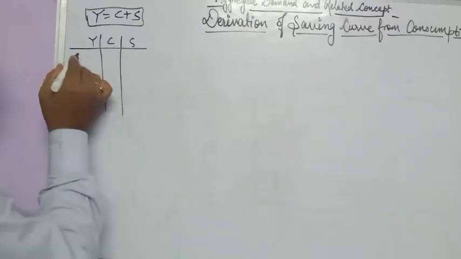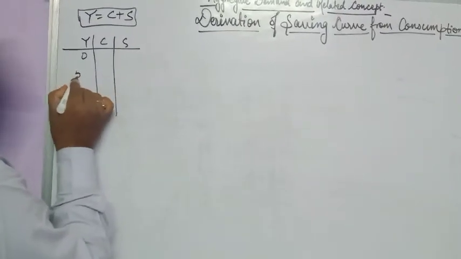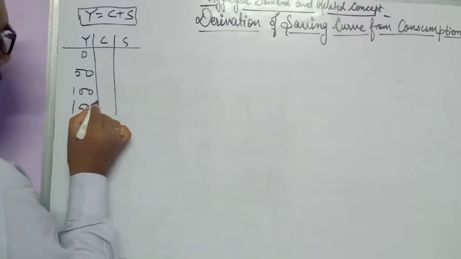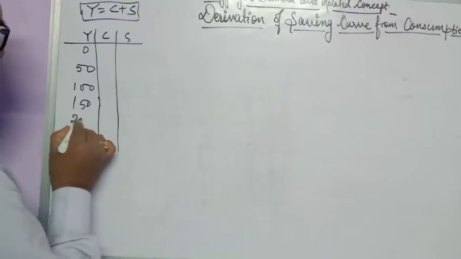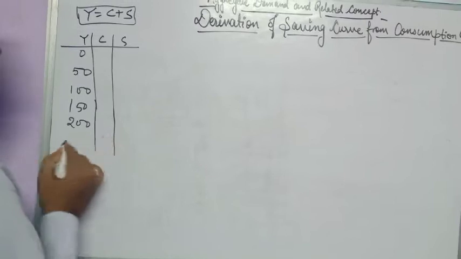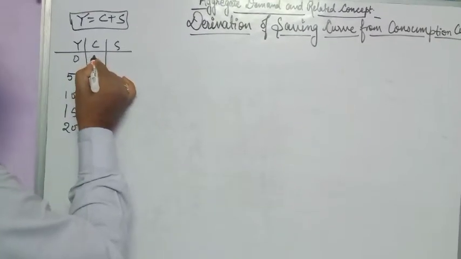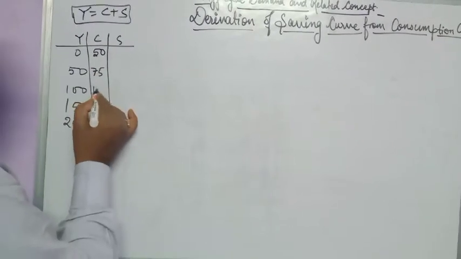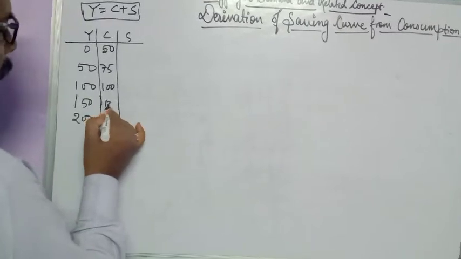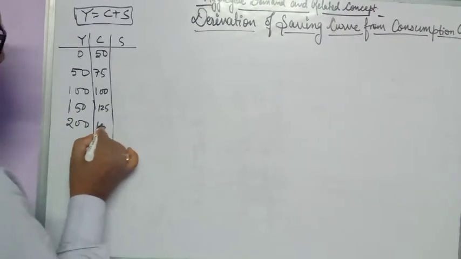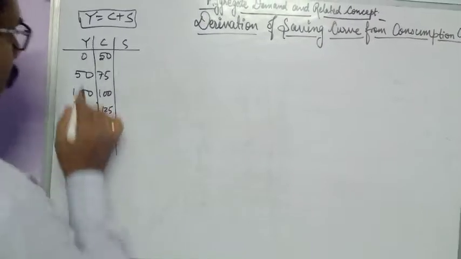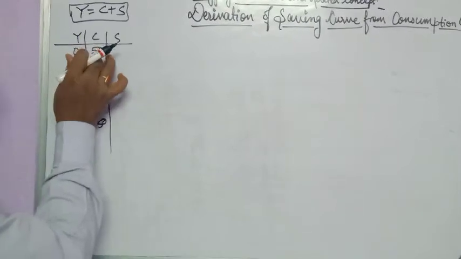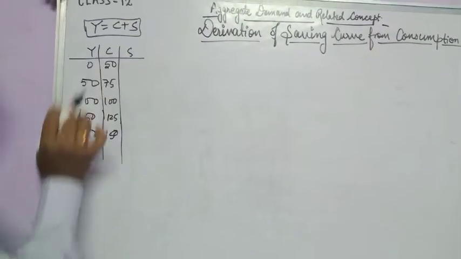Suppose Y is 0, 50, 100, 150, 200, and so on, and consumption is 50, 75, 100, 125, 150. So the first thing you should always remember is that there is no relation of consumption with income at the zero level of income.